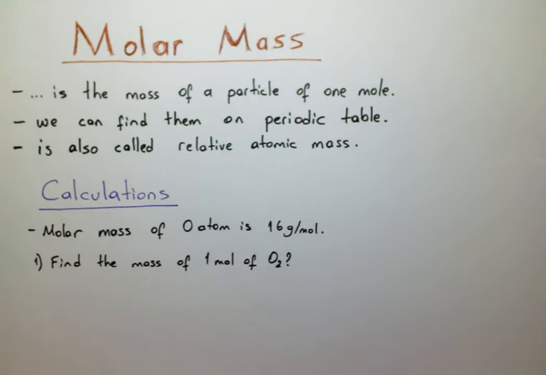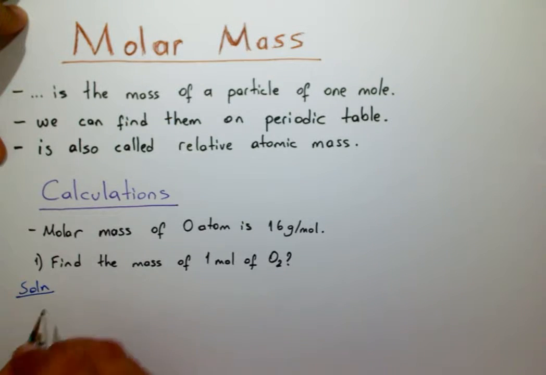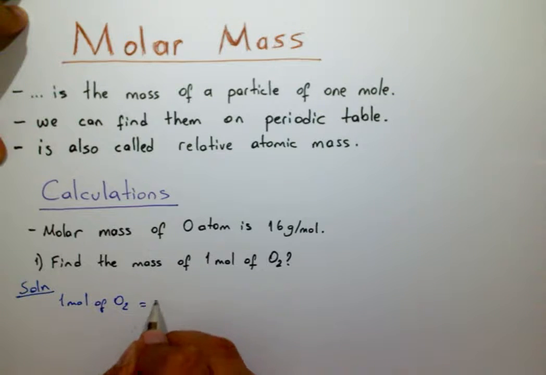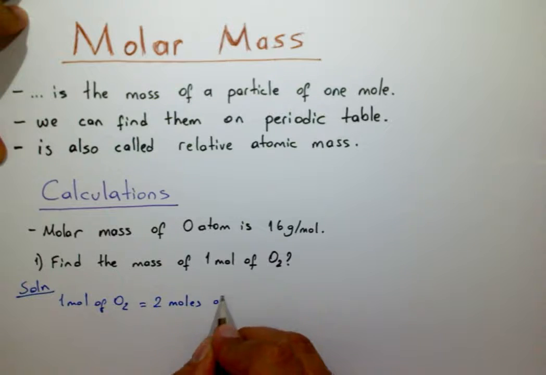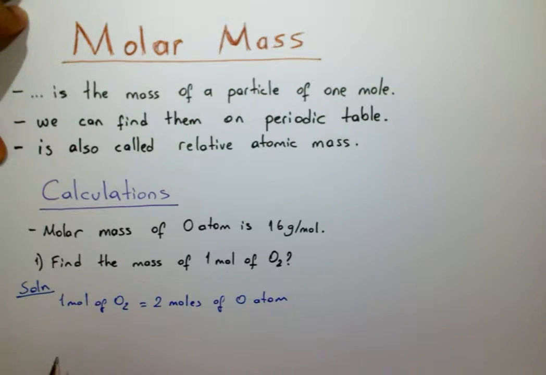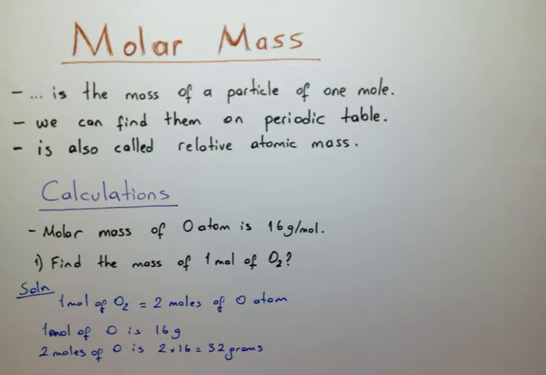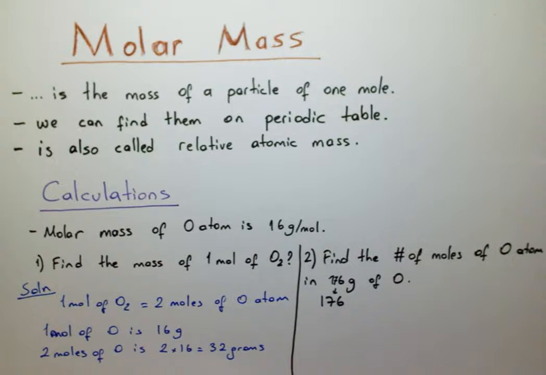Here are some examples of calculations of molar masses. For example, the molar mass of oxygen atom is 16 grams per mole, and the question is to find the mass of 1 mole of oxygen gas. The solution is like that. In 1 mole of O2 there are 2 moles of oxygen atoms, and 1 mole of oxygen atoms is 16 grams, so 2 moles is 2 times 16, it is 32 grams.